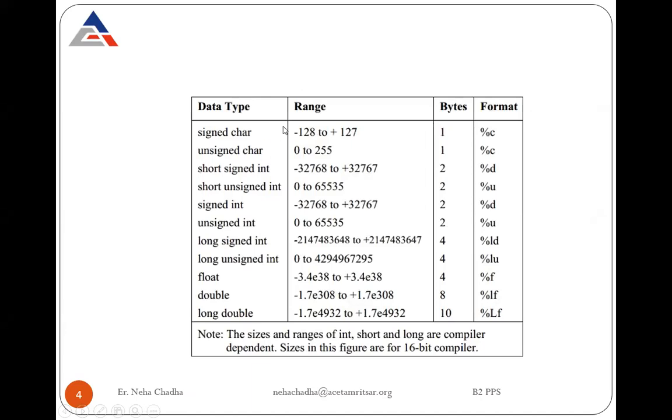Then comes the data type and range. As I told you, you can find the size of the data type. That is important. This picture is according to a 16-bit compiler. How can you find out the size of the data type? Again, I will share one Word document with you.